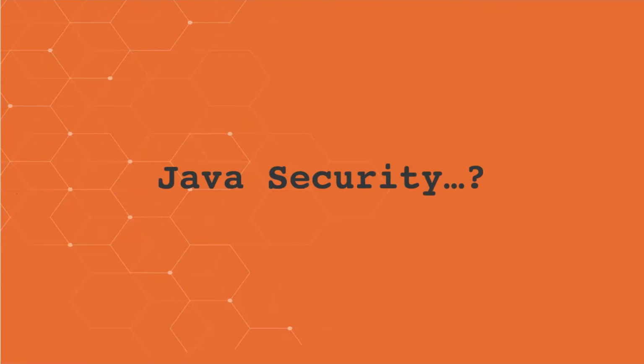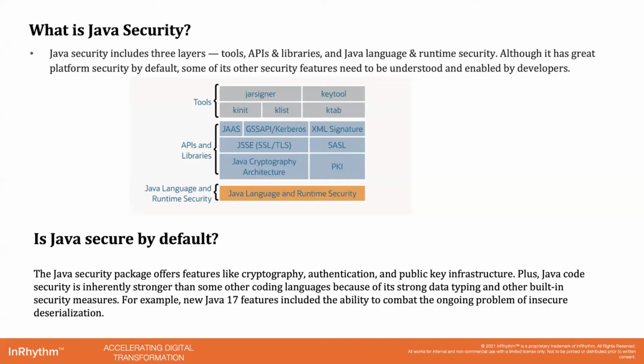Okay, let's get started with the fundamental topic. What is Java security? Basically, Java security includes three layers: tools, APIs and libraries, and the Java language and its runtime security. Although it has great platform security by default, some of its other security features need to be understood and enabled by developers.